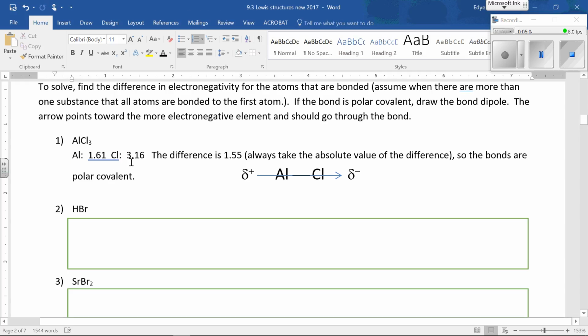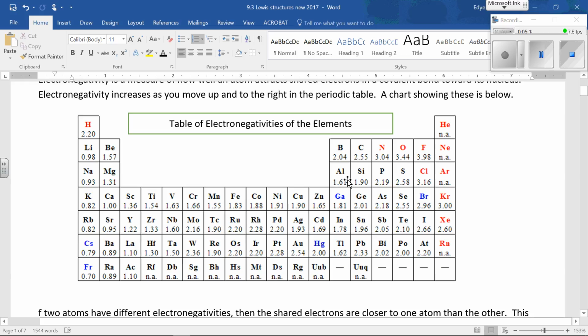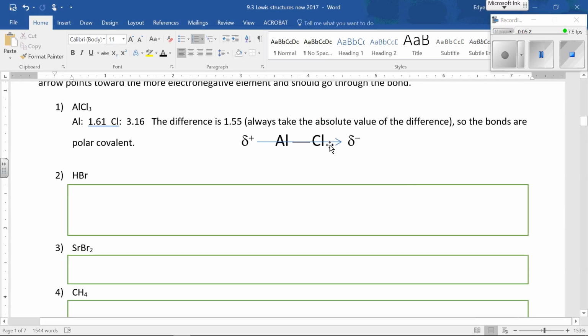The difference is 1.55, and chlorine has a larger electronegativity. It was much farther to the right. Aluminum and chlorine are in the same row, and chlorine is farther to the right. So we're going to point toward the chlorine because the chlorine will attract the electrons better because it has a larger electronegativity. So chlorine has the delta minus, aluminum has the delta plus.